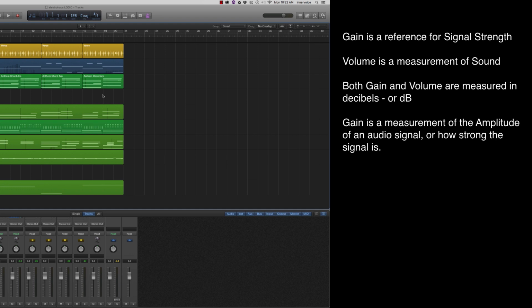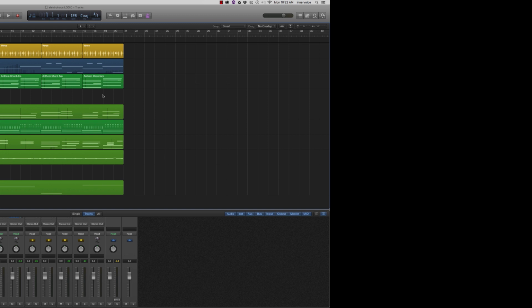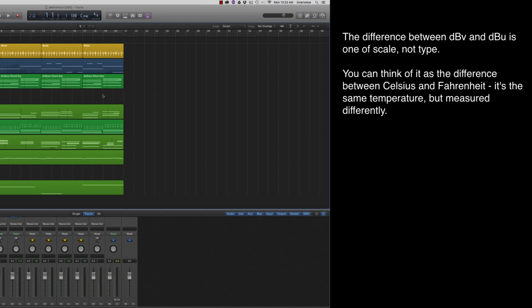When we're talking about analog audio, we're either operating in dBV or dBU. dBV tends to be consumer electronics. dBU is professional level. To confuse it even more, pro audio gear works at plus 4 dBU and consumer is minus 10 dBV, and it doesn't make much sense. But that's really a measure of the strength or the amplitude of the electrical signal that's moving through the equipment. They're just scaled differently to accommodate different types of electronics and the amount of overhead and noise floor required for pro audio gear.